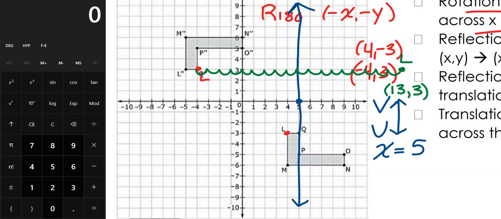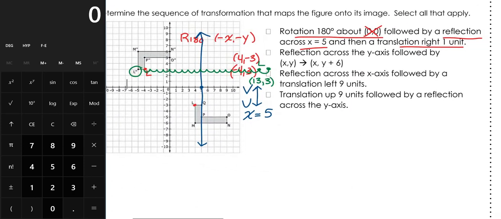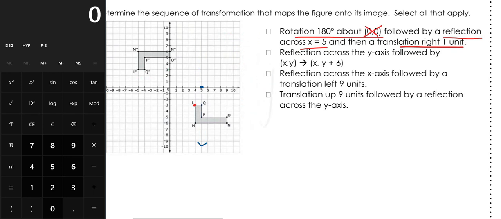The last step, it says it's going to go right 1 unit. So one more box to the right, we're going to end up at (14, 3). It's definitely not where we want it to be, which is at L double prime. So our first choice is not going to be correct. Okay. I'm going to go ahead and clear this off. And we're going to try the next choice. So no to the first one.